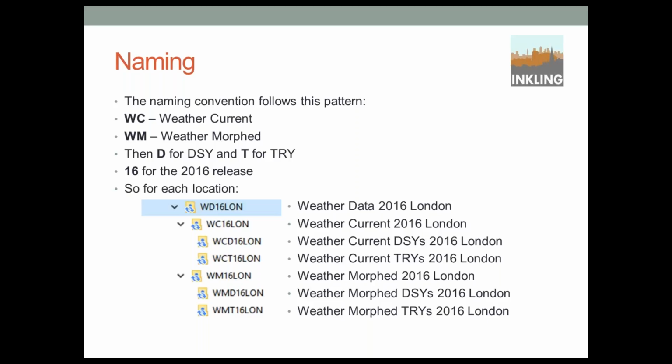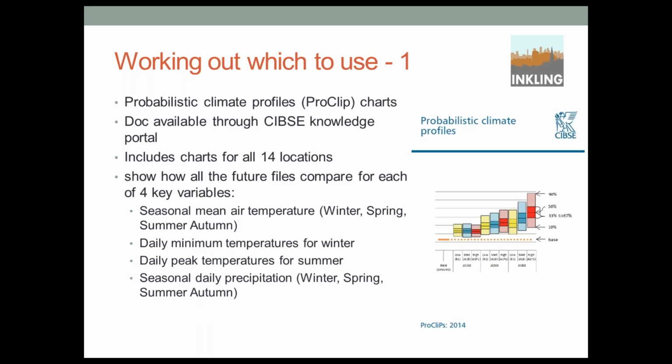And then we've got a 3-letter shortening of the location. So I've put an example there on the screen, and you can see from one halfway down, WCT 16 LON, which is weather current, TRYs for 2016 release for London. And I'll come on to the fact that London also has 3 different locations in a sec, because I think that also bears going into.